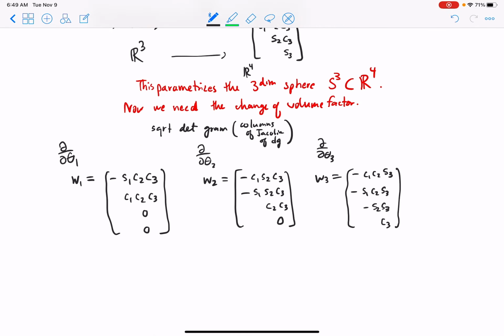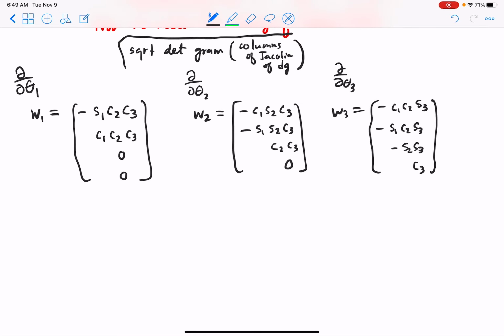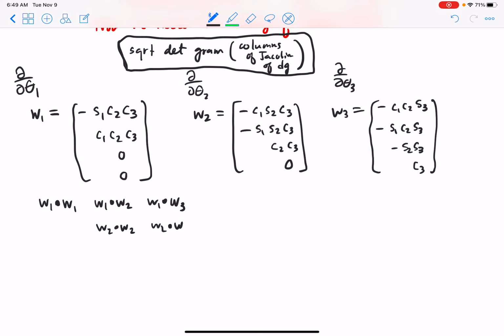Okay. So now we need to take the square root of the determinant of the gram matrix. So we first need the gram matrix. Well, the gram matrix, remember, is W1.W1, W1.W2, W1.W3, W2.W2, W2.W3, W3.W3, and then these three are actually the same as these three. So, okay, we can compute this.